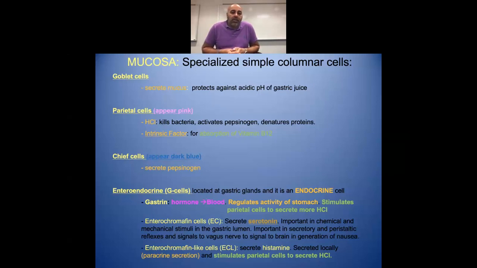Okay. Chief cells. These guys will be blue and bluish purple, deep purple, pretty standard. They secrete pepsinogen. Pepsinogen is activated by HCl into pepsin to break down proteins. Enteroendocrine, entero, gut endocrine cells. These are going to secrete into the bloodstream. So first up we look at is gastrin.